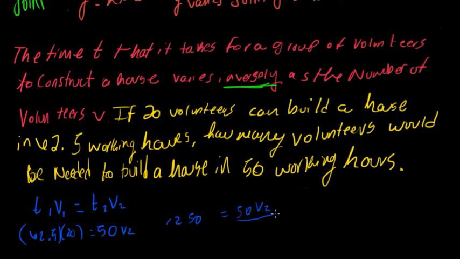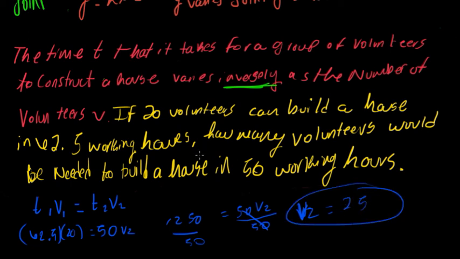We're dividing both sides by 50 in order to solve for V sub 2. We get V sub 2 is equal to 1250 divided by 50, which is 25. Okay? So that tells you the same answer that we had last time: in order to complete the house in 50 working hours, we must have 25 volunteers.